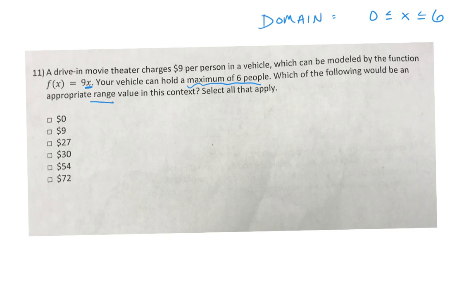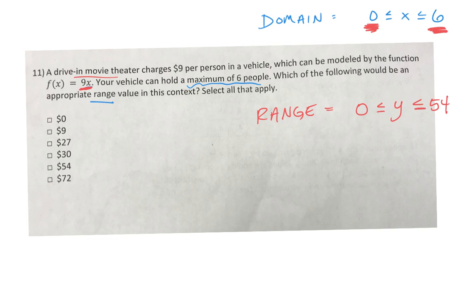So when I do my range, which is how much I will have to pay at the movie theater, I would see, okay, what am I going to pay if I don't bring anybody to the movie theater? Well, 9 times 0 is 0. So I could pay as low as $0. But if I fill up my car with all 6 people that can fit in it, that would cost me 9 times 6. That would cost me $54. So my range will be between 0 and $54.